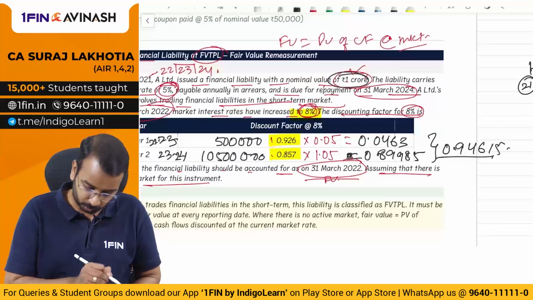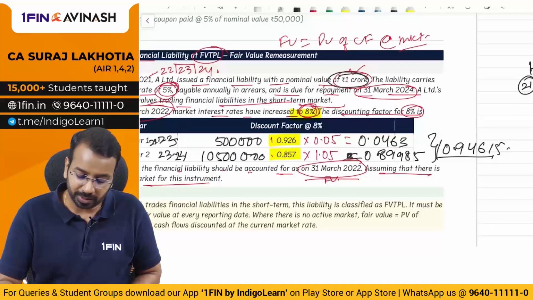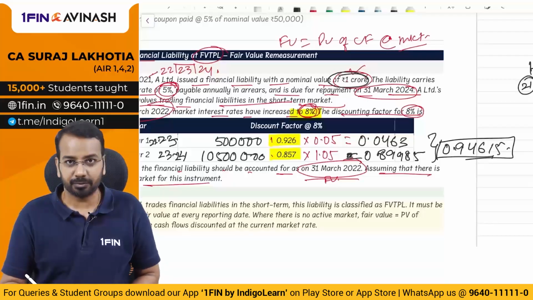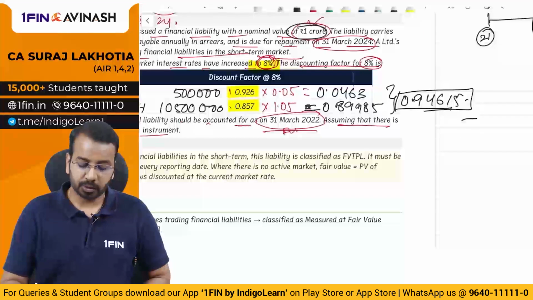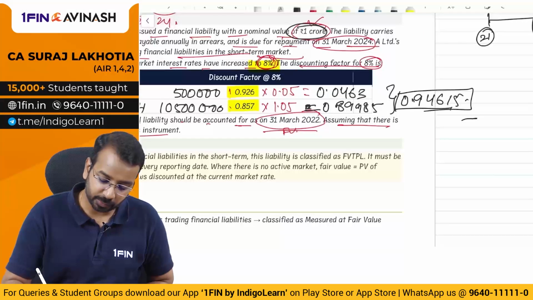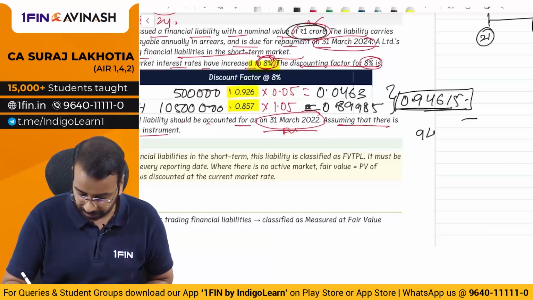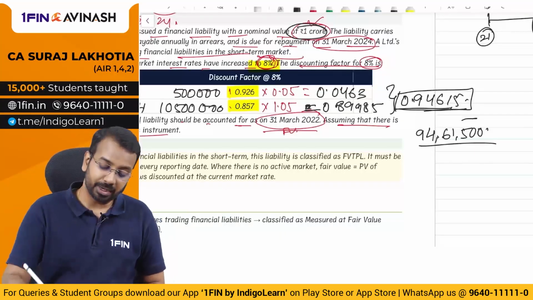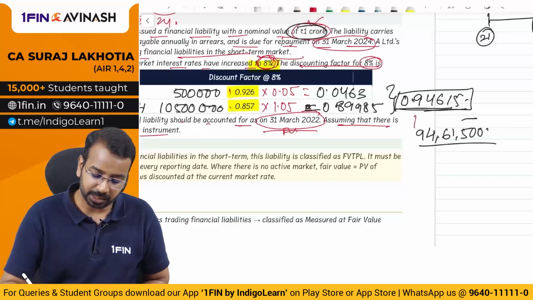So the value is 1 crore. At the end of year 1, the fair value is 0.94615. So, what is the present value? Present value is 0.94615, that is nothing but 94 lakhs 61,500. Now, my liability was at what value? Liability was initially at a value of 1 crore.